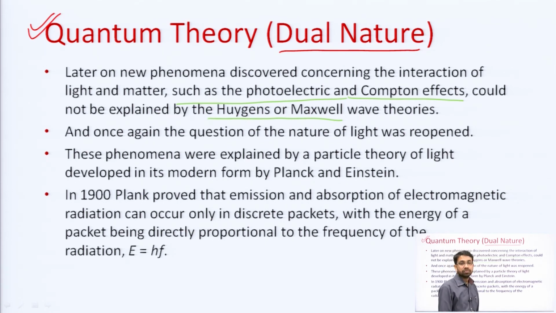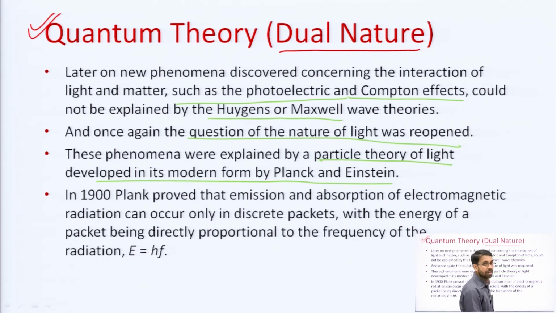So, after around 200 years, everybody considered and agreed that light is a wave. Then again a new question came into the picture: is light really a wave, because these phenomena could be explained by particle theory, but they could not be explained by wave theory. So, the question of the nature of light was reopened. These phenomena were explained by the particle theory of light, developed in its modern form by Planck and Einstein.